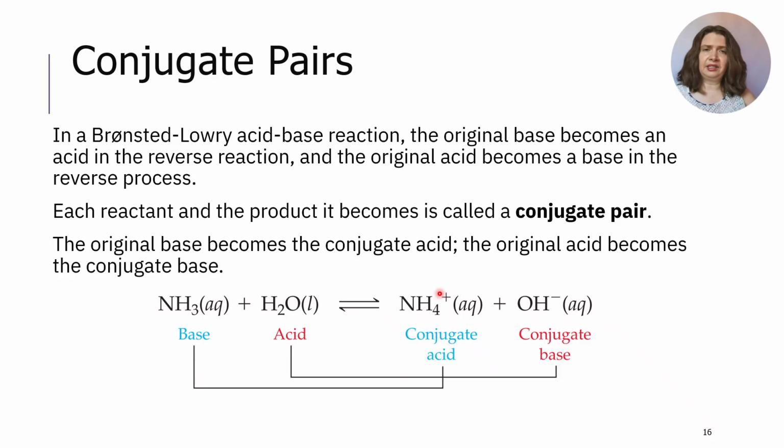On the product side, NH4+ is the conjugate acid because it can donate a proton in the reverse reaction to become NH3. The hydroxide ion, OH-, is the conjugate base because it can accept a proton in the reverse reaction to become water.